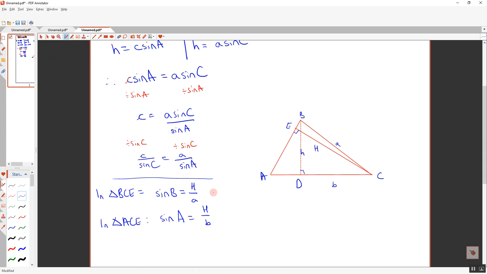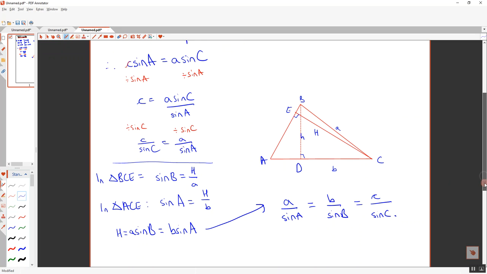Okay, so by the same vein, if I rearrange each of these, I'm going to have H is equal to A sine B, which equals B sine A. That's just rearranging like what we did up here. And this is going to give me A over sine A is equal to B over sine B. And because A over sine A also equals C over sine C, then this equals C over sine C. And that is our sine rule.